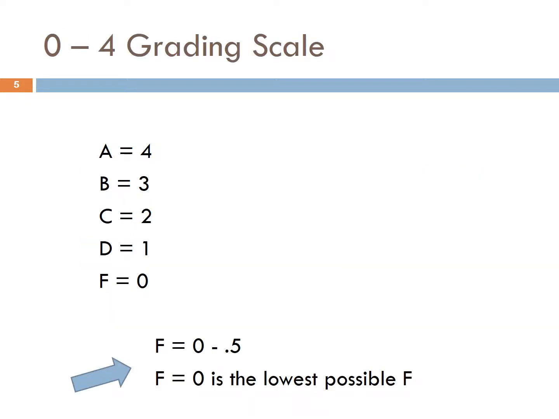The 0 to 4 grading scale. Each grade has 1 point. The range for F equals 0 to 0.5. Just above 0.5 until it gets to actually 1.5 would be a D grade. F equals 0 is the lowest possible F.